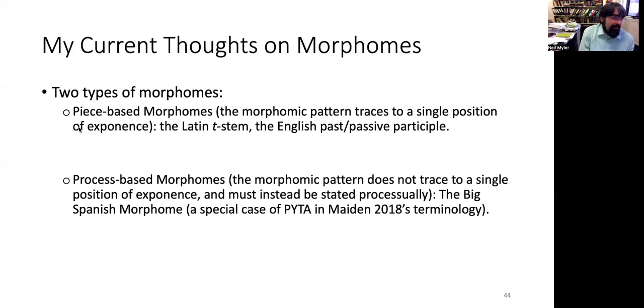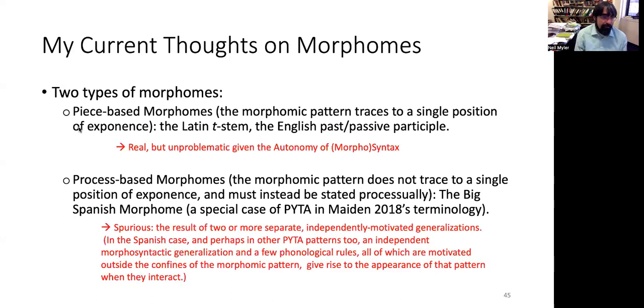My conclusions about each of these at the moment are that the piece-based morphomes are real, but they're unproblematic given the autonomy of morphosyntax, right? So if you believe in the autonomy of syntax, piece-based morphomes are automatically predicted to exist, and they do. Great.